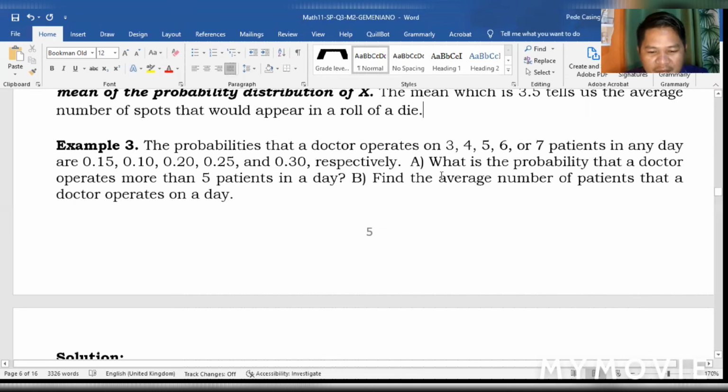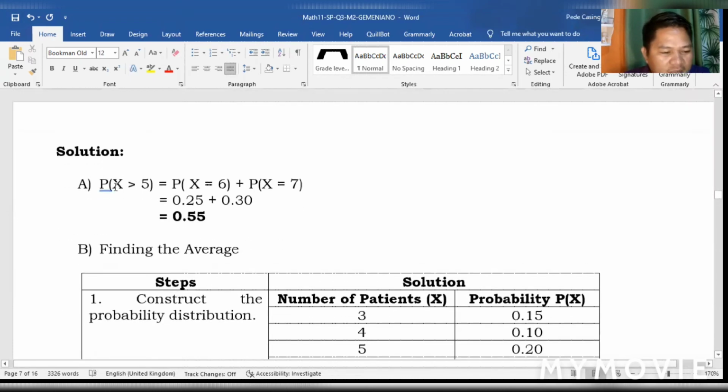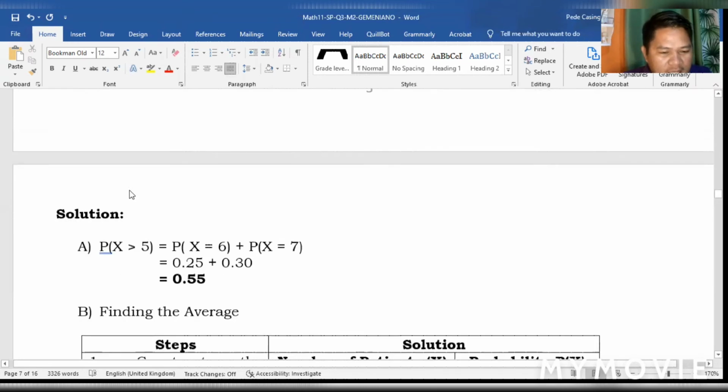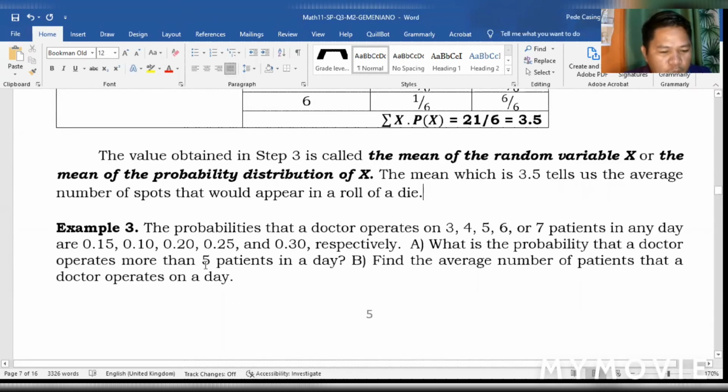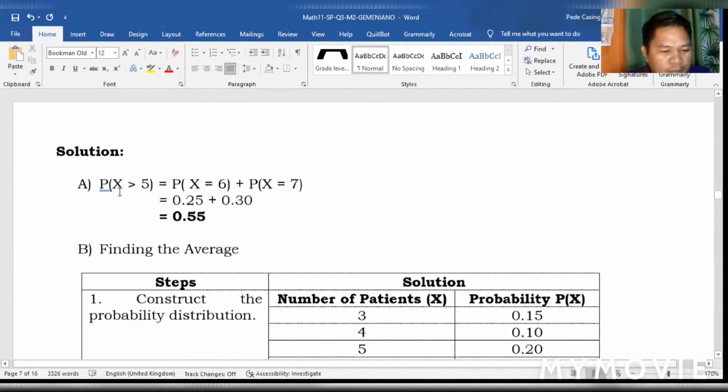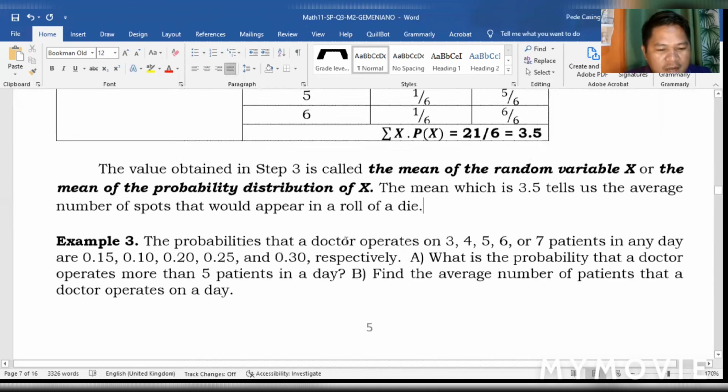B. Find the average number of patients that a doctor operates on a day. For solution, we have A is greater than, because that is more than 5 patients. So the probability of x greater than 5 is equal to the probability of x equals 6 plus the probability of x equals 7.